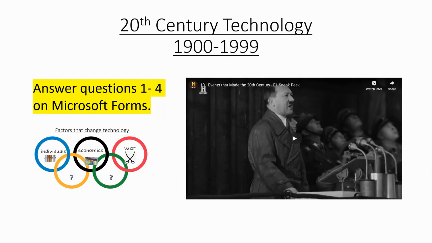The first thing I want you to do is watch this video. It's the trailer for 101 events that made the 20th century. The documentary itself is available on YouTube if you want to watch. It's also available on other websites. The trailer is about 1 minute long, and it gives you a pastiche of people, as you can see there's Hitler here, events such as the First World War, Second World War, first man on the moon, and lots of different technologies, medical technologies, military technologies, all sorts of things. It's going to help you to start to think about the period that we're looking at.